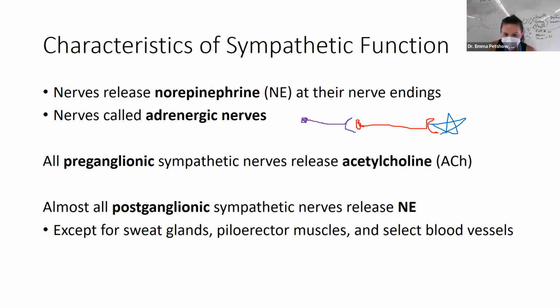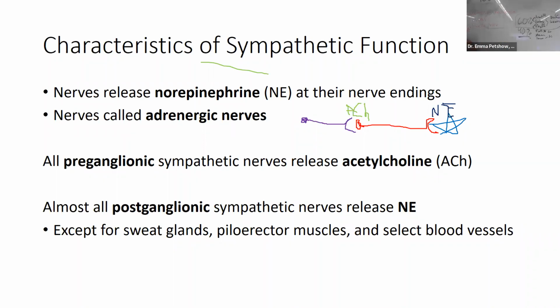So where's my little pointer? Okay, there we go. Here, acetylcholine is your neurotransmitter that's being released at your preganglionic sympathetic nerves. Then once we get to our end tissue, that is when norepinephrine is released for whatever action the sympathetic nervous system is taking. This is a super easy way to be tricked on an autonomic nervous system question.